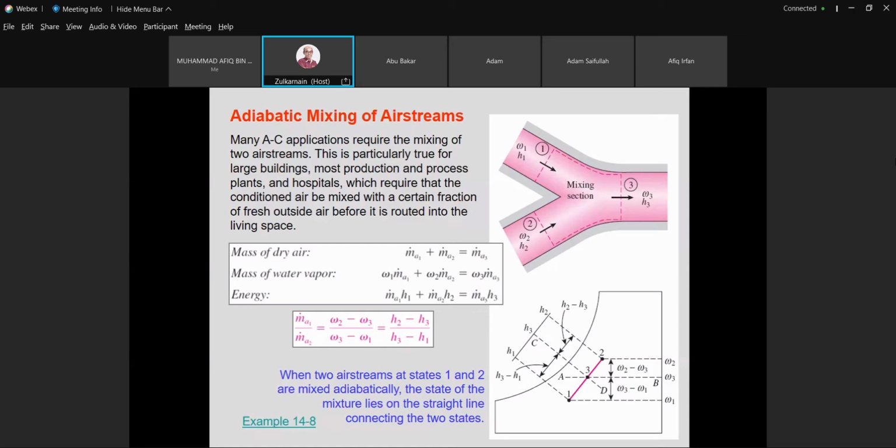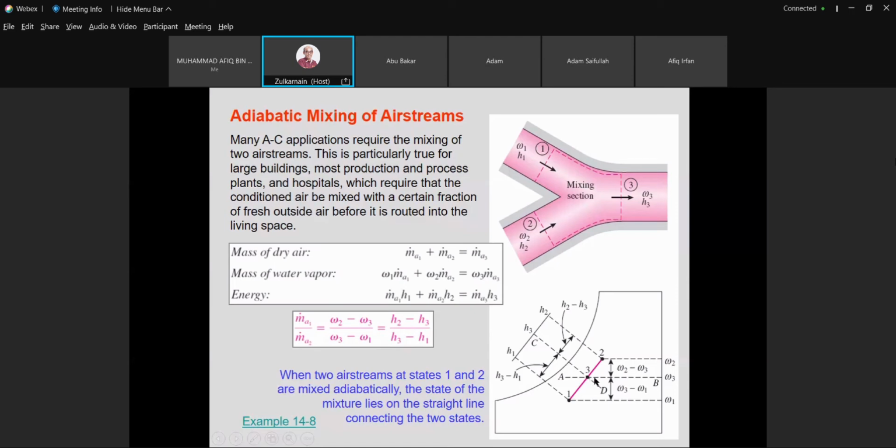The mixing process can be presented in a psychrometric chart, whereby this is state 1 and this is state 2. Based on omega 2 and the temperature of 2, we get state 2. Based on omega 1 and temperature 1, we get state 1. What is coming out from the mixing section is state 3. So combined, there is one arrow from 1 to 3, and another from 2 to 3. The outlet is 3.